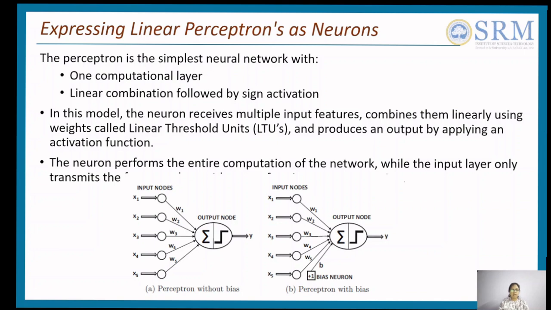So we have the perceptron as the simplest neural network with only one computational layer, right? Simplest, with one computational layer, in the sense that it doesn't have any hidden layers and doesn't do very complex tasks. It is a linear combination followed by a sign activation function. The neuron receives multiple input features and combines them linearly using weights, called linear threshold units. The neuron performs the entire computation and the input layer only transmits it, right?